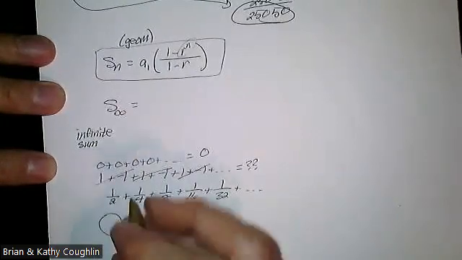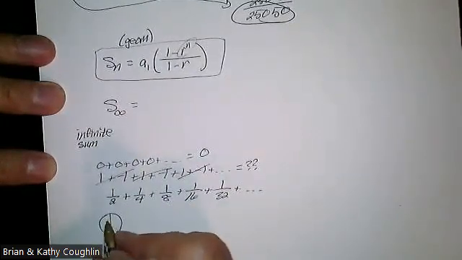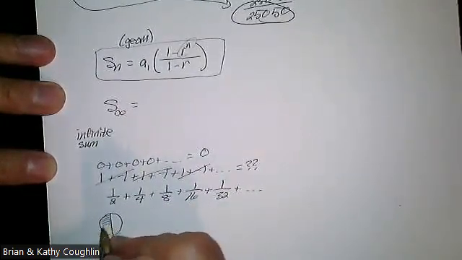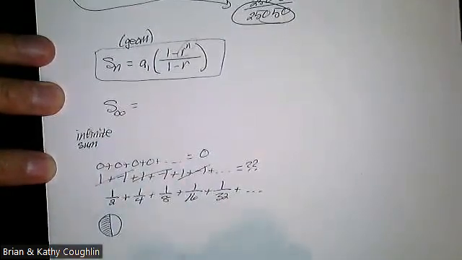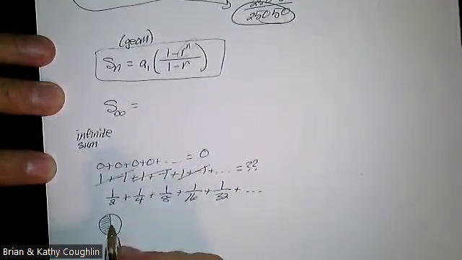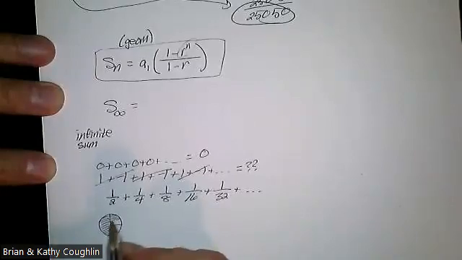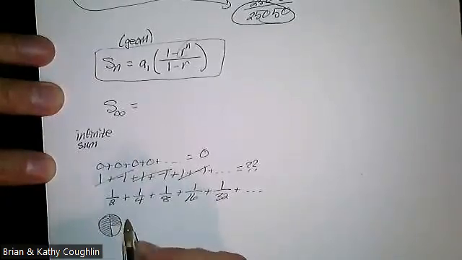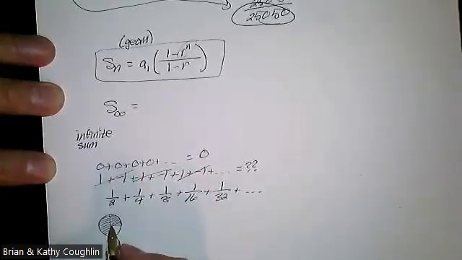1/2, let's just draw it like a pie or something. Half of a pie would be this, right? Now let's add on a quarter to that. So it's 3/4 so far. Now add on an eighth, which is half of the remaining space.